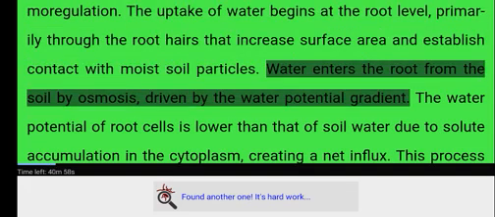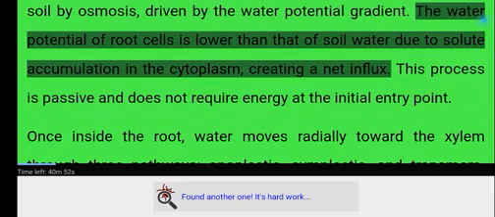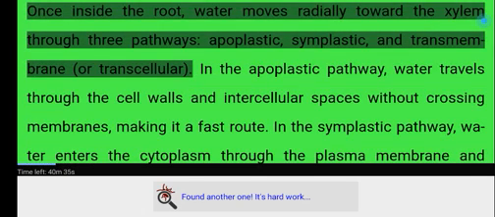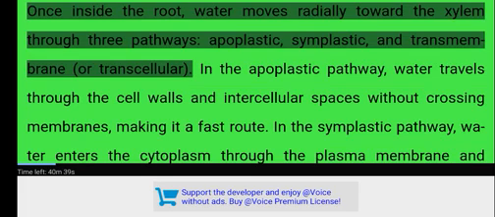Water enters the root from the soil by osmosis, driven by the water potential gradient. The water potential of root cells is lower than that of soil water due to solute accumulation in the cytoplasm, resulting in a net influx. This process is passive and does not require energy at the initial entry point. Once inside the root, water moves radially toward the xylem through 3 pathways: apoplastic, symplastic, and transmembrane or transcellular.